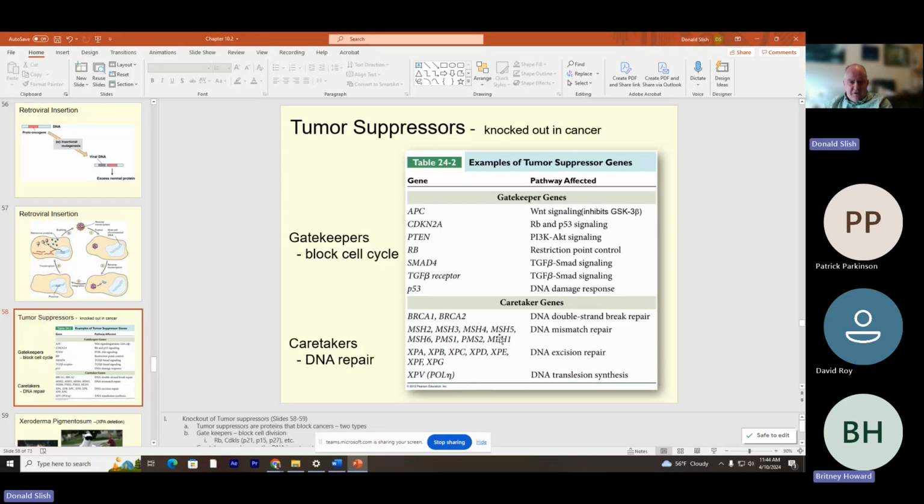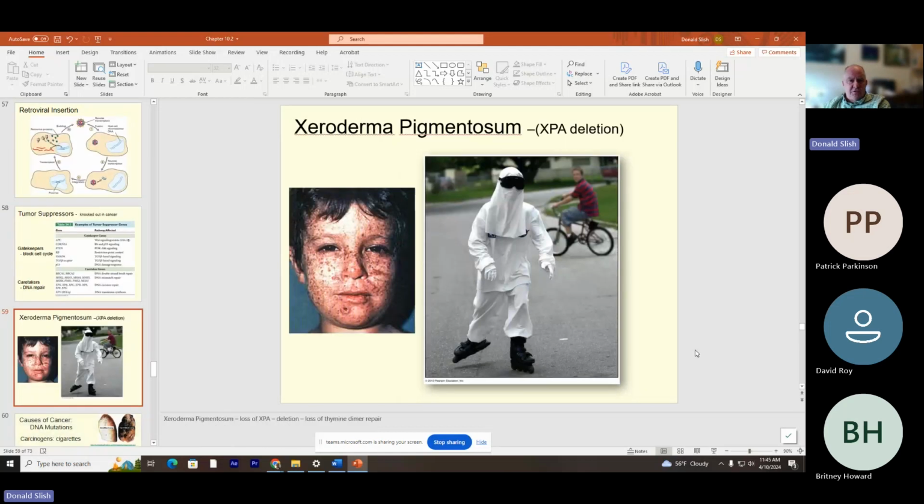And then we've got these guys down here. You've probably heard of BRCA1 and BRCA2. These are involved in double-strand break repair, mismatch repair, DNA excision, XPA, XPB. A lot of excision repair has to do with thymine dimers, which you get from UV radiation, cutting those sections out and then replacing them with the correct bases. So this is from an XPA deletion, xeroderma pigmentosum. This kid can never see the sunlight, basically, because he has no way of repairing the thymine dimers that occur when UV light hits his skin.